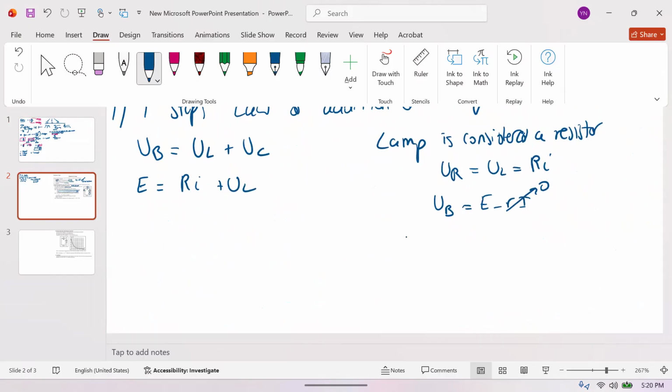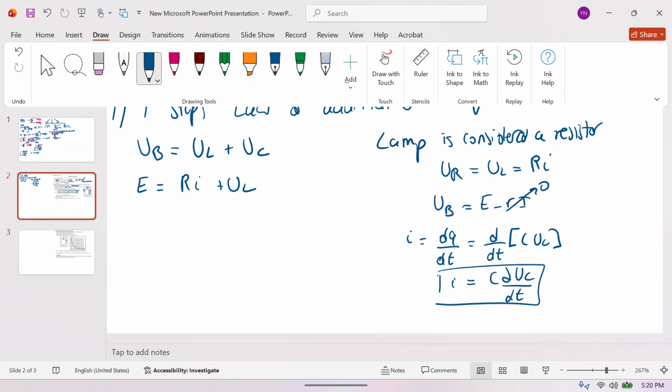So on the side, I will say that I know about I that it's dq over dt, and I know that Q is C UC. And since C is a constant, we can keep it outside the derivative, and we get this new formula. So now I is replaced by C duc over dt. The value of I here is the same as I here, so we can simply replace it by C duc over dt.